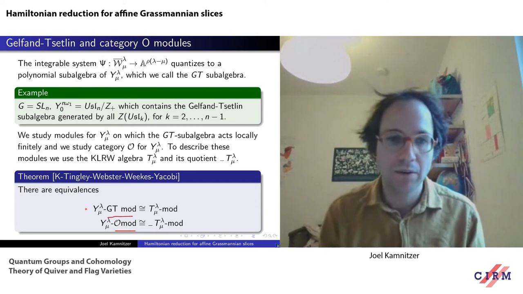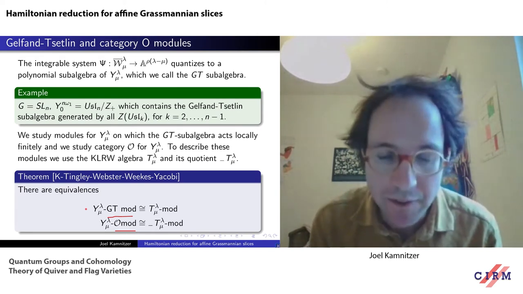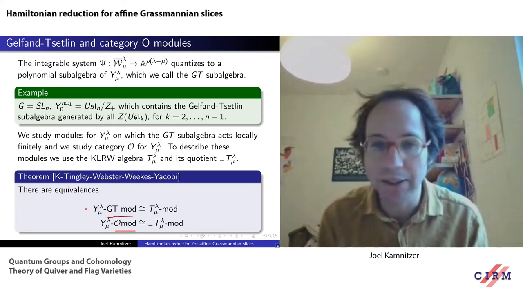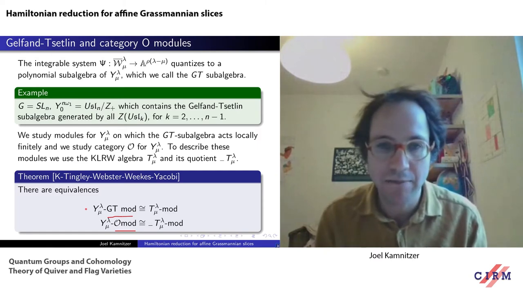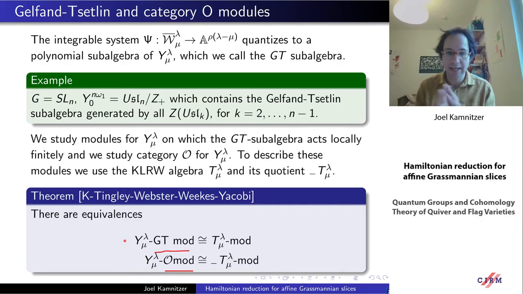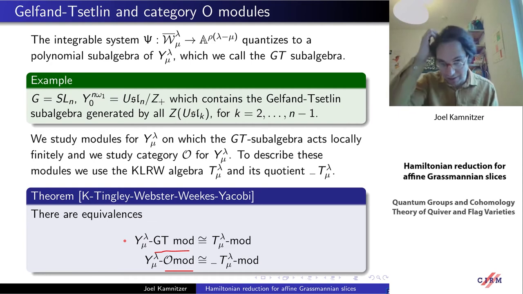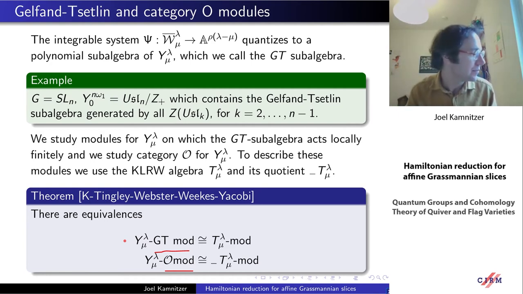Okay. So the theorem we proved together with Tingley, Webster, Weekes, and Jacobi describes these categories of modules using KLRW algebras, Khovanov, Lauda, Rouquier, Webster algebras. These are algebras which were introduced for the purpose of categorification. And they are explicit combinatorial diagrammatic algebras, whose definitions I won't get into.